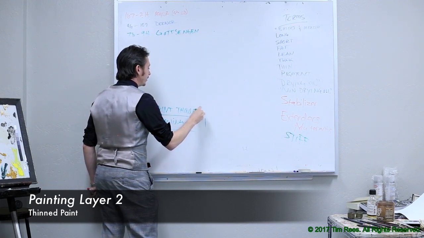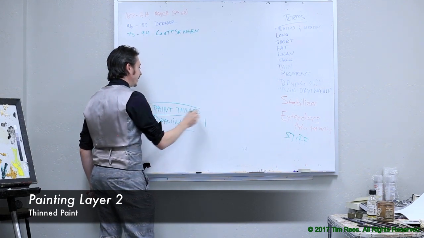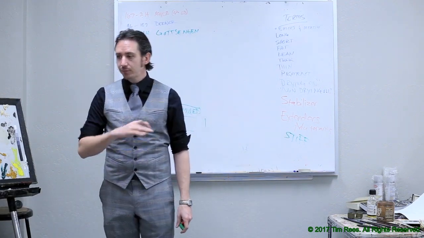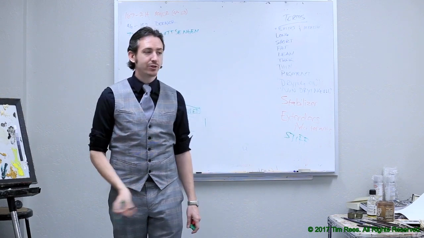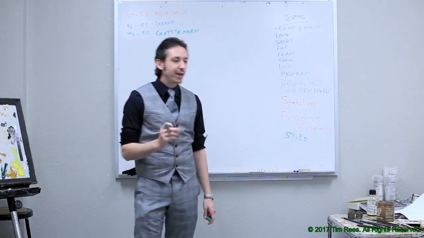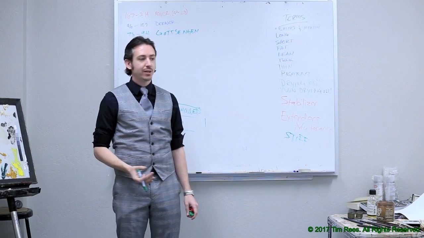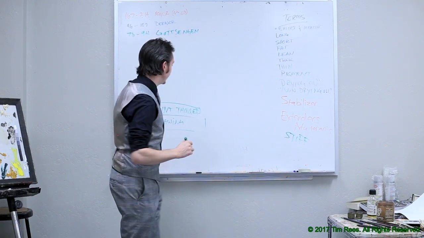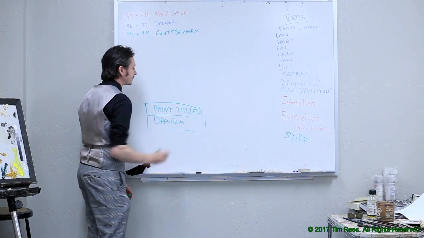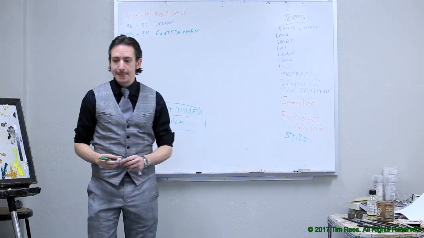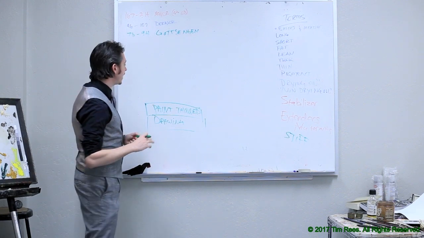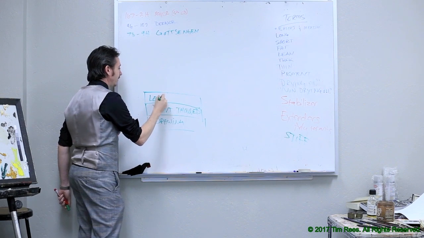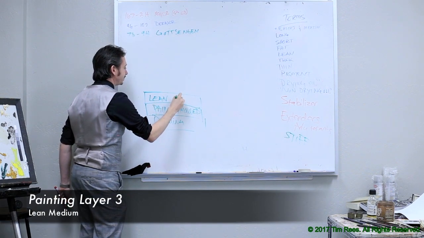And we don't use any of the traditional turpentine anymore. We use what are called petroleum distillates, which is like Gamsol and Terpenoid, things like that. They're faster drying, they have less odor than turpentine. They're a better solution than turpentine. So we have paint that's thinned down. After that, we can do a lean medium.